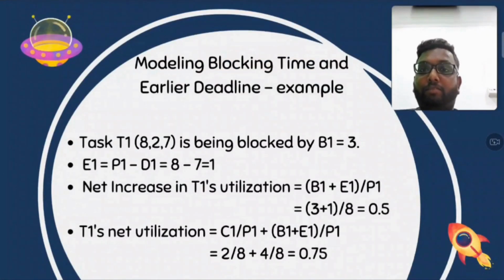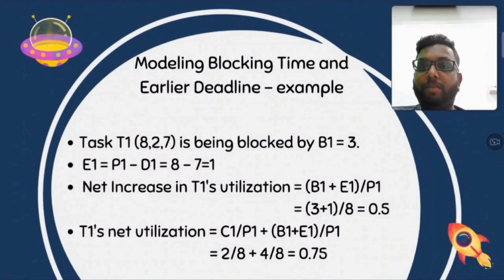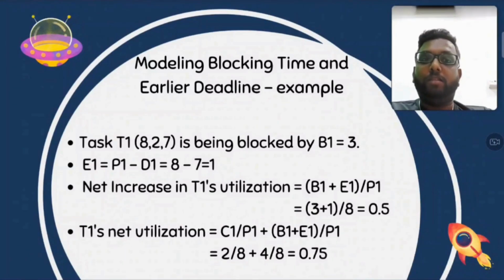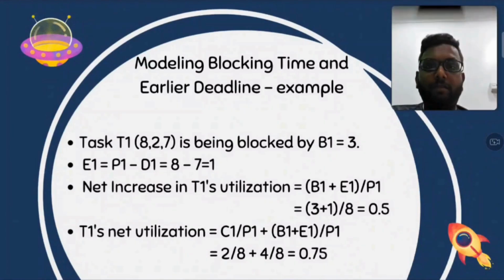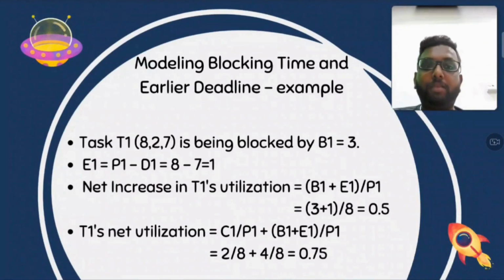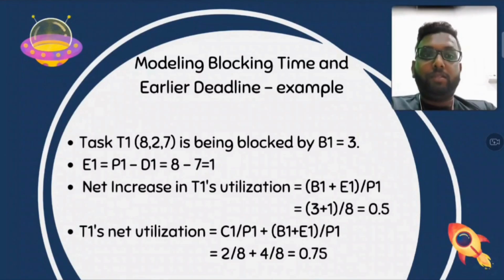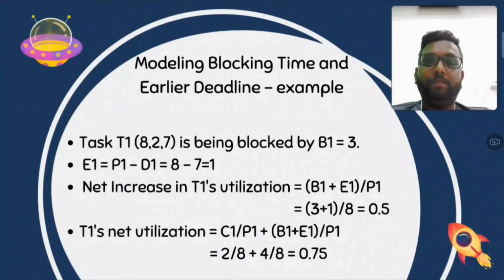Here's an example. Task 1 has P1 equal to 8, D1 equal to 7, and C1 equal to 2. It's being blocked by B1 equal to 3. So E1 equals P1 minus D1, which is 8 minus 7, equal to 1. So 1 is our E1. The net increase in task 1 utilization equals B1 plus E1 per P1, so B1 is 3, plus E1 which is 1, per 8. That is 0.5.